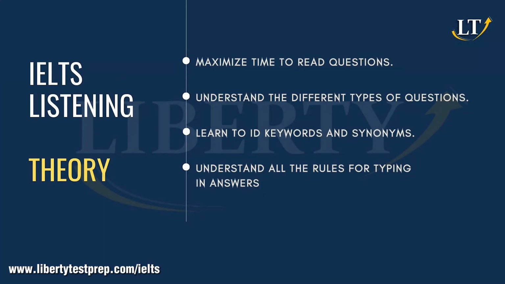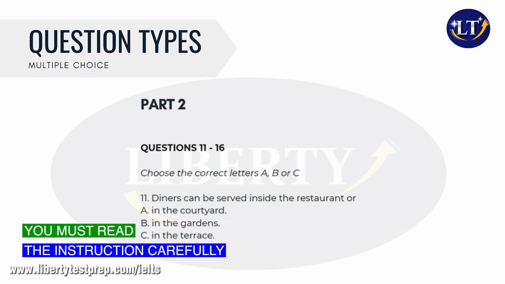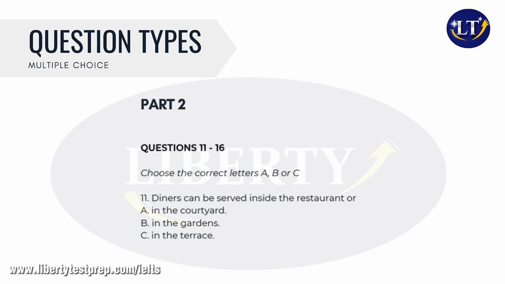Second point would be to understand the different types of questions, all right? We've already mentioned that there are different types of questions on this section. For example, when you have a multiple choice, you have to be very careful. You always need to read the instructions very, very carefully, okay? So for example, in this case, they say choose the correct letter, A, B, or C. Meaning that they only want one answer. So you have to pick only one, okay? There could be other questions that ask you for more than one answer. So usually it's going to be only one, but you always need to read the instructions because they may change.